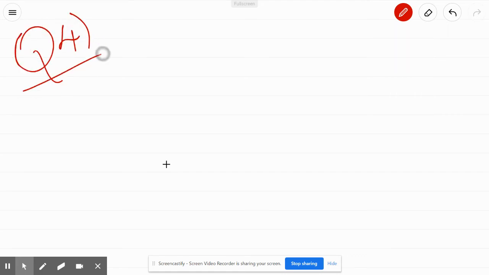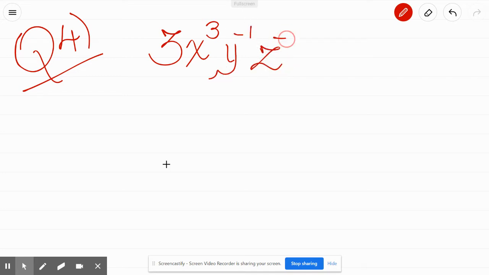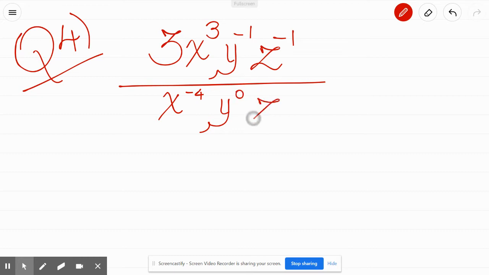Question 4. Now for question 4, our question here says 3x cubed y to the power of negative 1 z to the power of negative 1, over x to the power of negative 4 y to the power of 0 z to the power of 0. Now basically in this question you have like terms, and as you can see they are being divided here, so we can use the quotient rule to solve it.